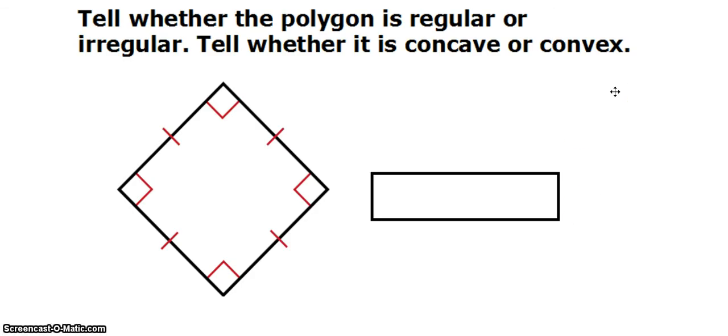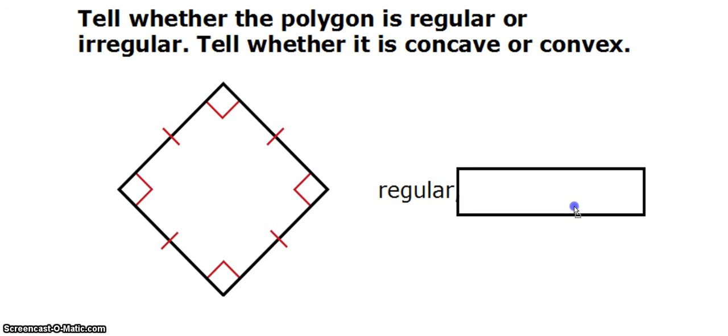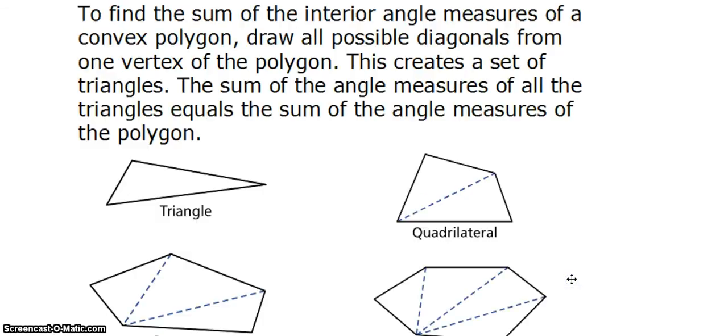Regular or irregular? Concave or convex? We would say this is regular and this is convex. Okay, find the sum of the interior angle measures of a convex polygon.